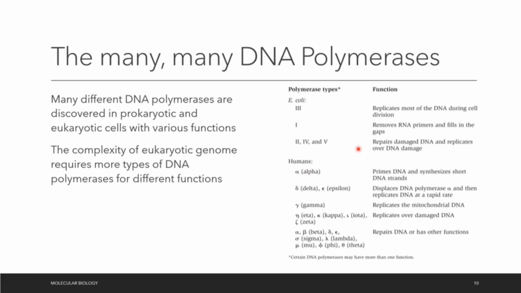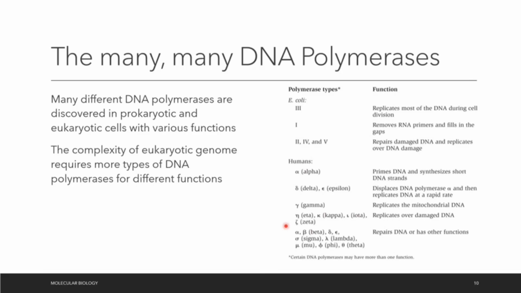When it comes to eukaryotic systems, we now have a whole array of different DNA polymerases, all performing different jobs. The reason we need so many different kinds of DNA polymerases in eukaryotic cells is probably because of the complexity of the eukaryotic genome. They are much bigger, and there are also different kinds of DNA present in eukaryotic cells.